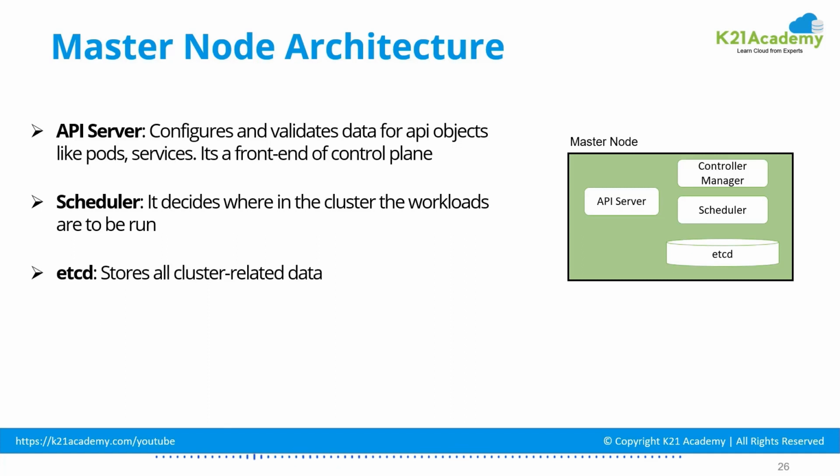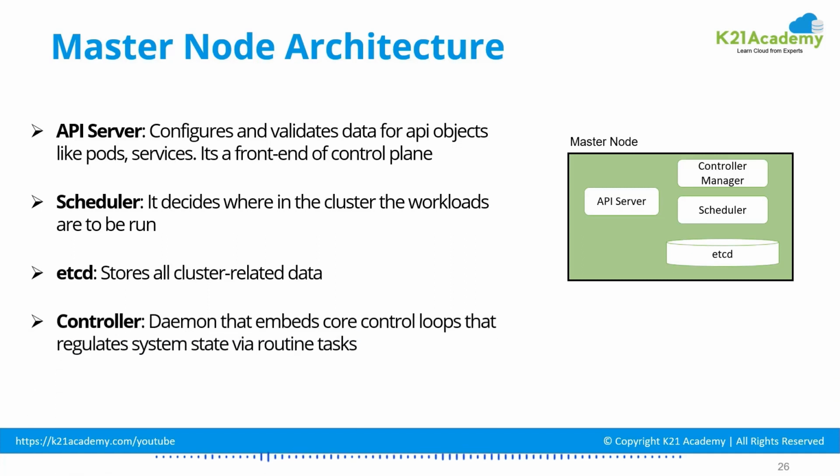etcd, as I said, will store all the cluster-related data, and the cluster controllers are the daemons or processes that embed the core control loop that regulates the system via routine tasks. What that means is, let's suppose you say, I want to run my Kubernetes worker nodes in 3 nodes, and at any given point in time, 9 replicas of that pod should run.